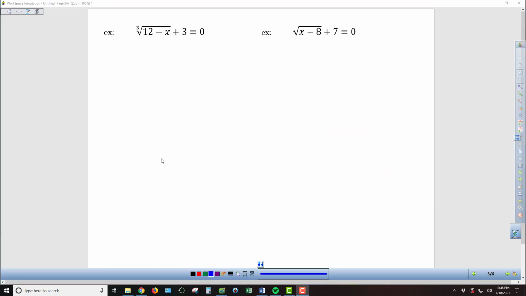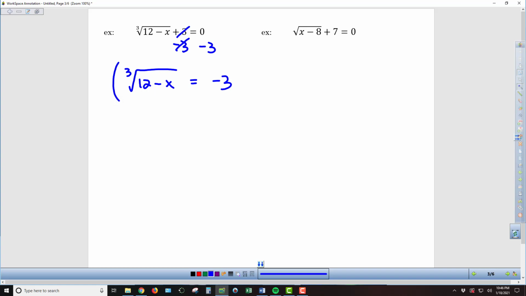Our next example is another cube root problem, and again I need to isolate that cube root by subtracting 3 from both sides. So that leaves me with the cube root of 12 minus x equals negative 3. Now at this point, I see that it's a cube root equals a negative, but if you'll recall, a cube root can equal a negative or it can equal a positive. It doesn't matter. We're going to be just fine with whatever our result is. It's only on the even roots, like square roots and that sort of thing, that we have to worry about it equaling a negative when we isolate that radical.